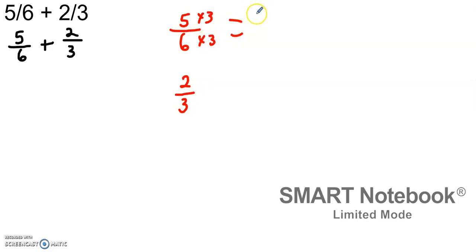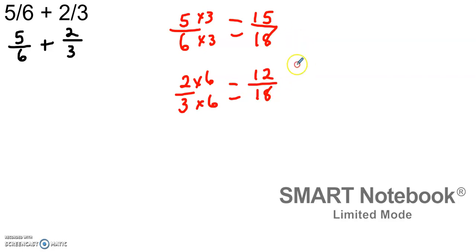5 times 3 is 15, and 6 times 3 is 18. So now that I have that in on my sketch, I could use this. So I have 2/3. The opposite denominator is 6. So I'm going to multiply both of these by 6. 2 times 6 is 12, and 3 times 6 is 18. So now I notice I have 2 18s, so I can continue now working.